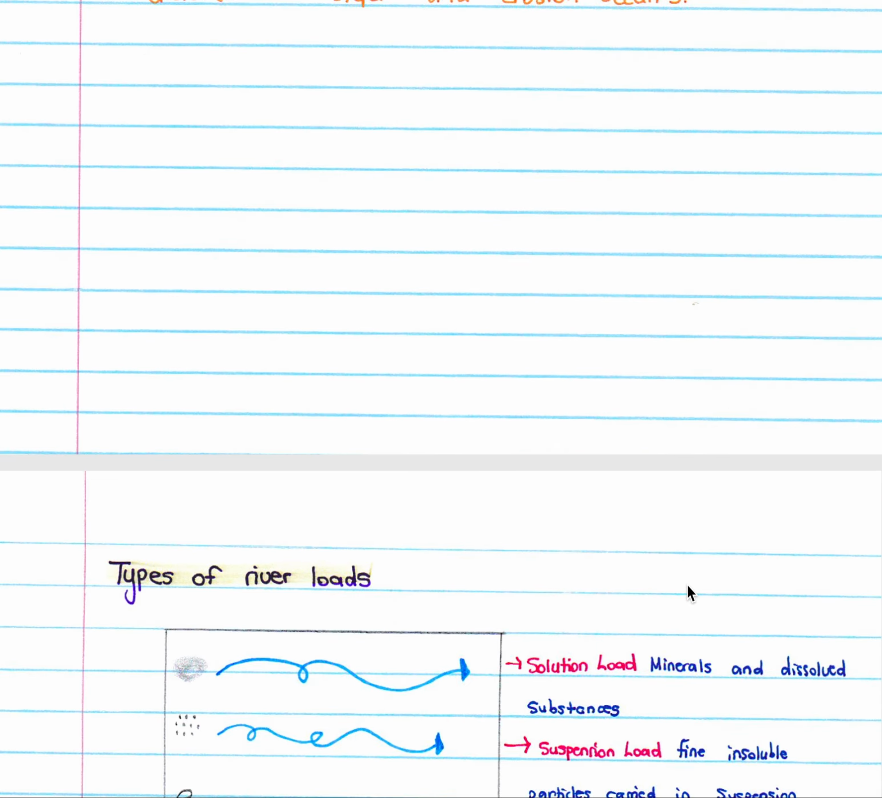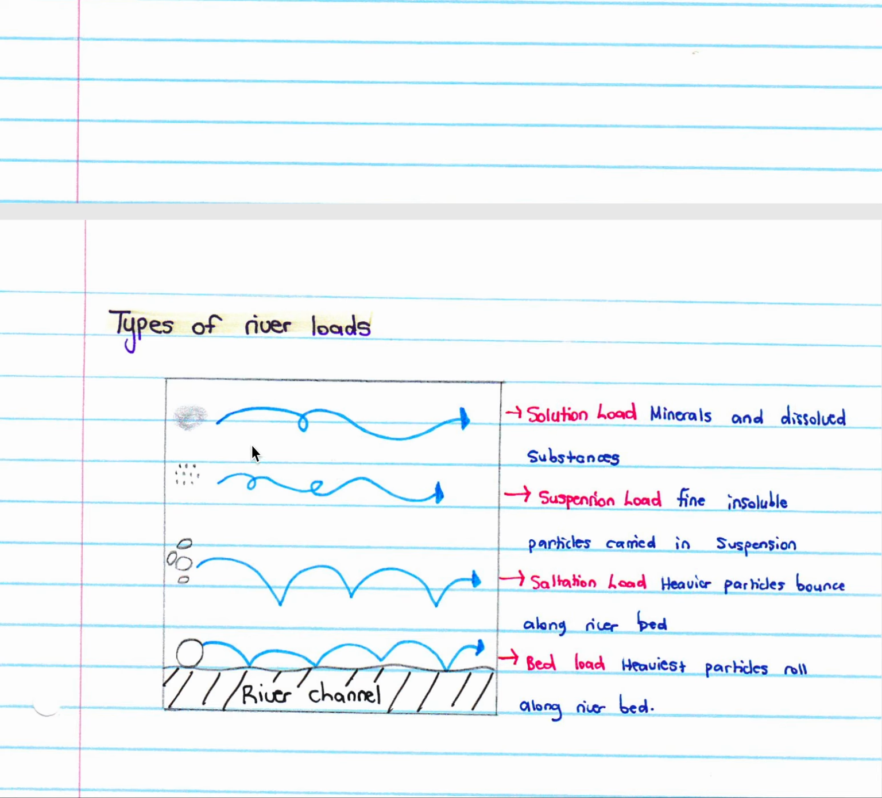Then we look at types of river loads. So our smallest type of river load is our solution load, which are minerals and dissolved substances in our water. Second smallest is our suspension load, which are fine insoluble particles which are carried in suspension in the water.